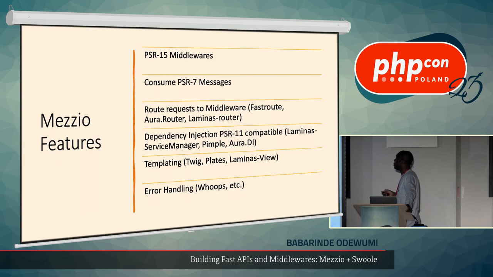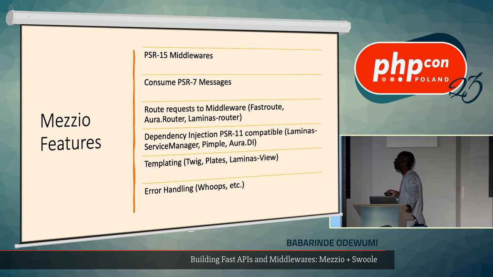All right, so what are the features of Mezzio? Mezzio allows you to write PSR-15 middlewares, as I said earlier. You can consume PSR-7 messages. I want to believe many of us are familiar with PSR, the PHP standards that allow interoperability across multiple frameworks. Then you are able to route requests to your middlewares. It can work with FastRoute, which is what I use mostly, Aura Router and Laminas Router, which we've used in the past in the Zend Framework of the Laminas world.